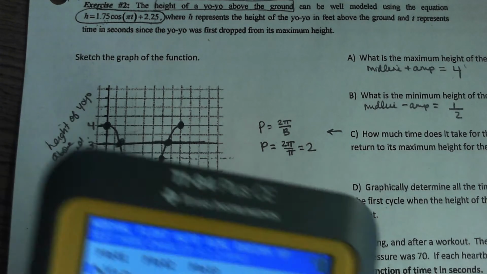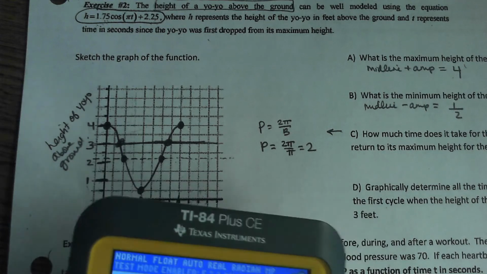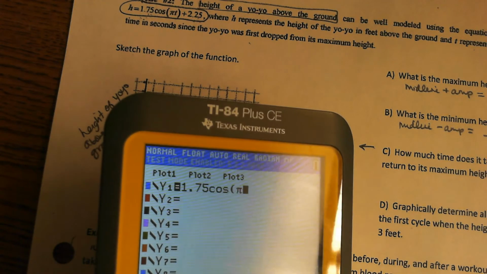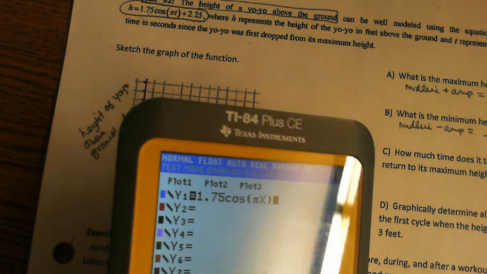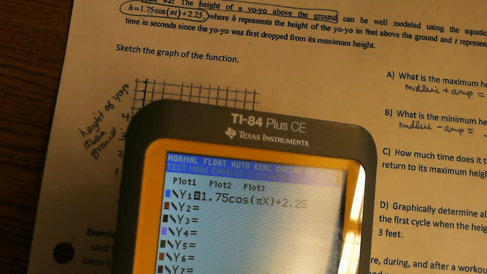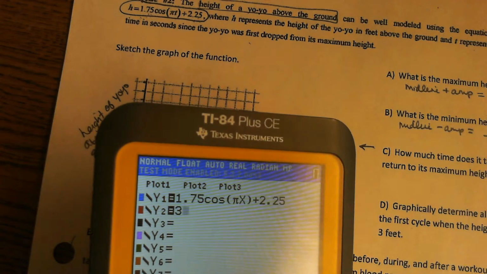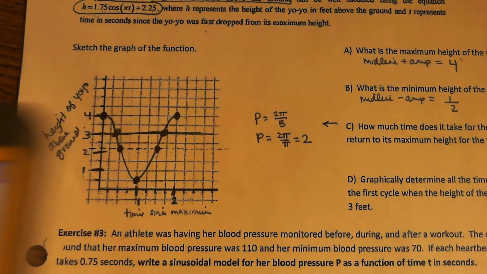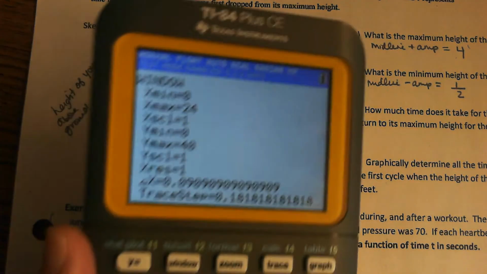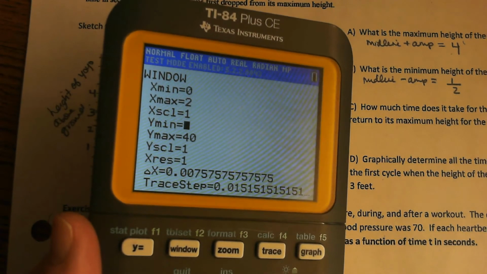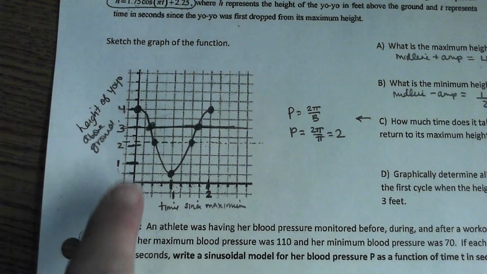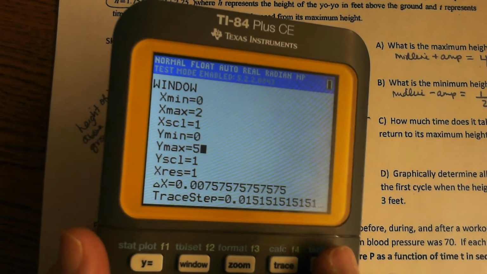So on my calculator, typing in 1.75 cosine of pi x plus 2.25, and then y equals 3. Setting your window accordingly. My window is currently set up for the tanker question. We have very different times that we're dealing with. We're not dealing with 24 hours anymore. We're dealing with 2 seconds. So 0 seconds to 2 seconds. We're not dealing with depths of water that are like 40 feet. We're dealing with heights of yo-yos, so 0 to 5 makes sense.